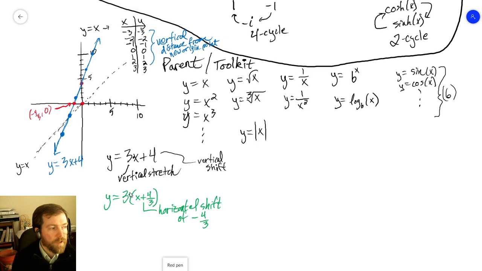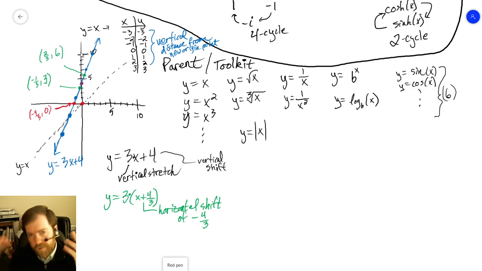Okay, now if this is a vertical stretch factor, we can still say, okay, we're going to go over 1 and then up 3. So this is going to be at a value of negative 1/3, we're going to reach 3. And then at a value of 2/3, we're going to reach 6. And so on and so forth.